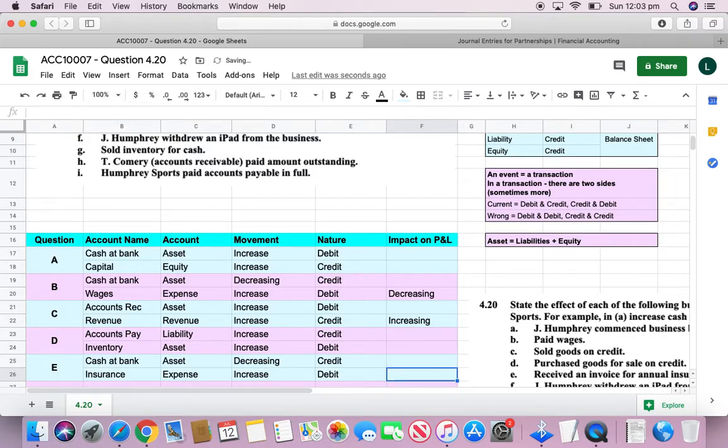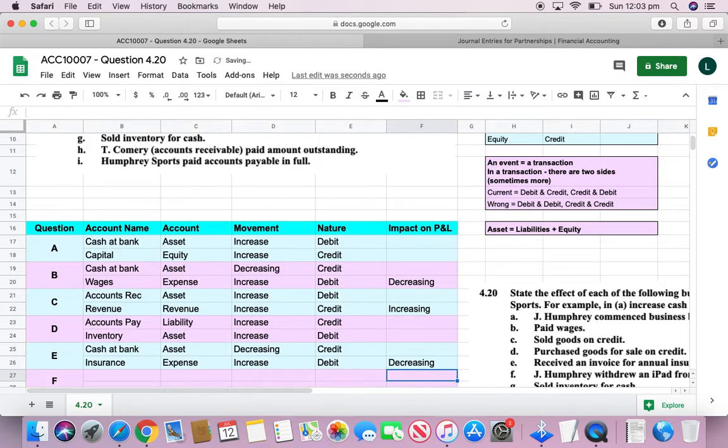So do we have an impact on the P&L? Yes, we do, because we've got an expense here. It's increasing, so that means our overall profit position is decreasing. All right.